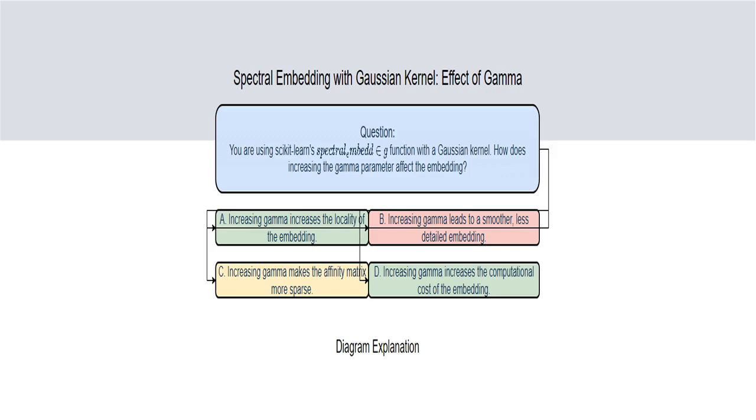Think of gamma as controlling how picky the algorithm is about considering the similarity between data points. A larger gamma value makes the algorithm more selective, only considering points that are extremely close. A smaller gamma value makes the algorithm more tolerant, looking at points that are farther apart. This significantly impacts the final embedding.